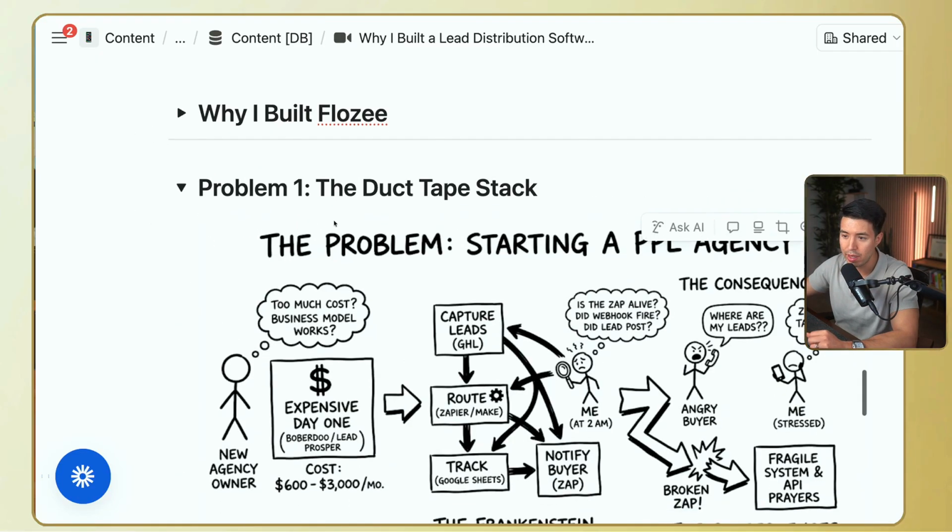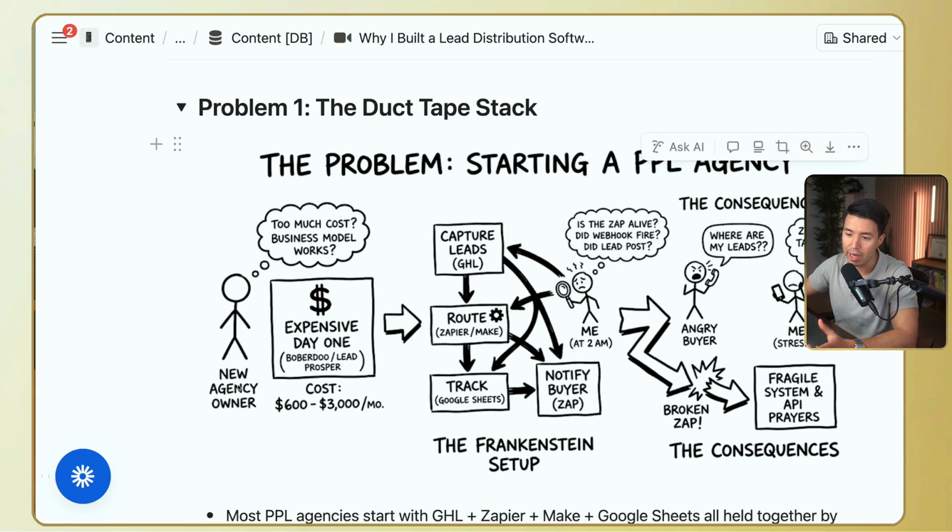Problem number 1 is a duct tape stack. For new agency owners, you either sign up with Lead Prosper like I did and spend $500 a month, where they have a pretty big lead volume cap for that starting price. But as a new agency owner, I'm only delivering 50 to maybe 100 leads a month. It doesn't really make sense for me to pay that much a month when I'm starting off, right? So the cost is high.